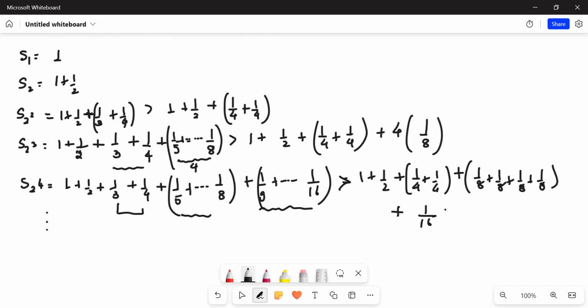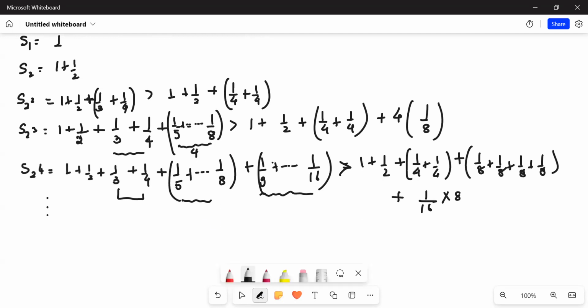And the next bracket, 1 by 9 to 1 by 16: 1 by 9 would be greater than 1 by 16, 1 by 10 would be greater than 1 by 16, 1 by 11 would be greater than 1 by 16, 1 by 12, 1 by 14, 1 by 15 would all be greater than 1 by 16. 1 by 16 is fine.